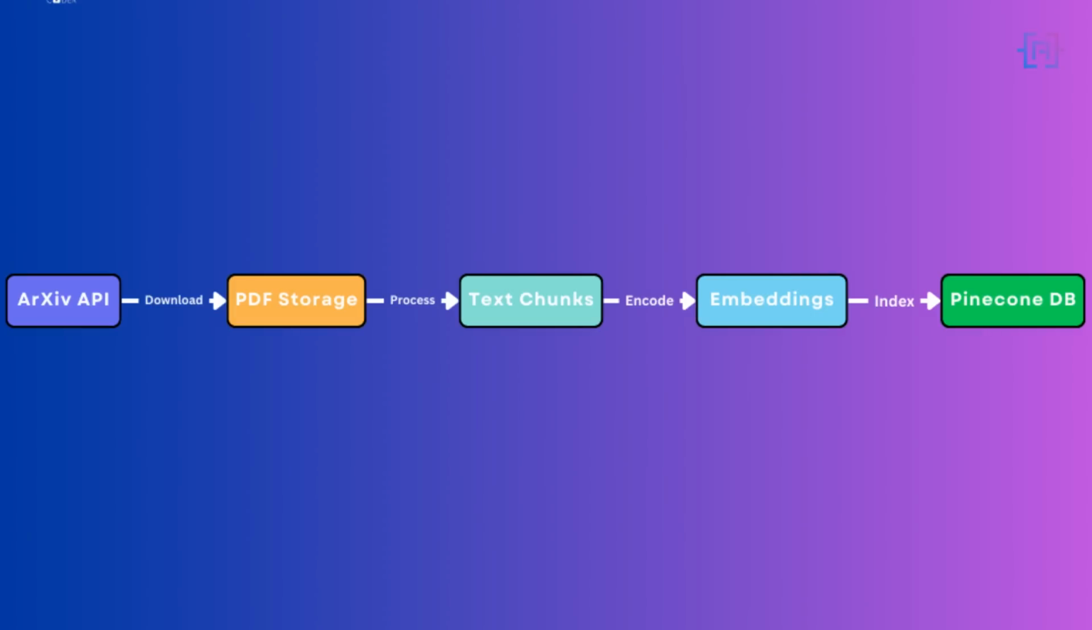First, we collect research papers from arXiv. Think of this as gathering knowledge from the world's brightest minds. Next, we process this information in a way our AI agent can understand. Then we organize this information in a sophisticated database. Finally, we provide instant access to exactly the information we need.